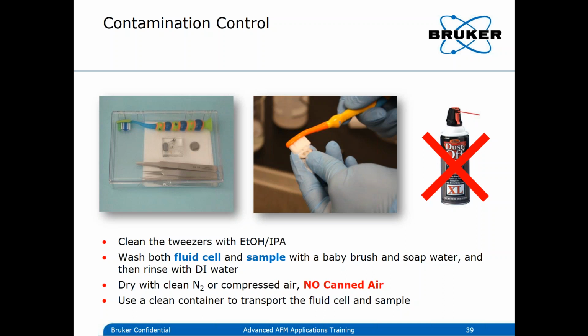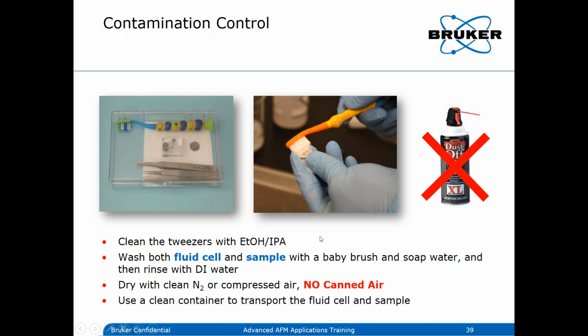My colleague recommends soap water, so some slight detergent. However, if you're working with surfactants, for instance, then I would strongly be against using any soap there. Just use IPA in the beginning, or ethanol, then water, and then rinse with DI water. Please dry it with clean nitrogen or argon, or clean compressed air, but no canned air, where there's usually oil inside, which would again contaminate the surface of your sample or your cell.